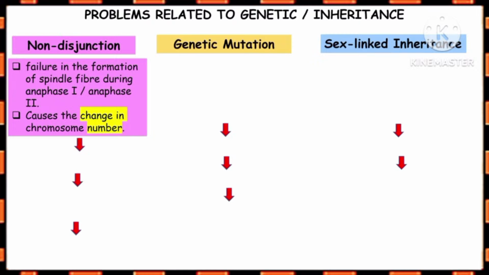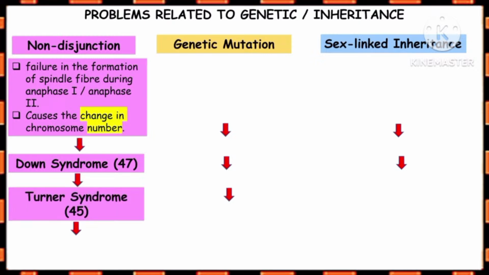Now, what are the consequences? It can lead to Down syndrome, where the person has an extra chromosome at pair number 21, so the total chromosome number will be 47. Next is Turner syndrome, where the person lacks one chromosome, which is a missing X chromosome, so the total number of chromosomes is 45. And the last one is Klinefelter syndrome, where this person has an extra chromosome, so the total number of chromosomes is 47.